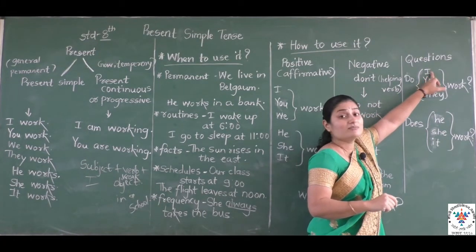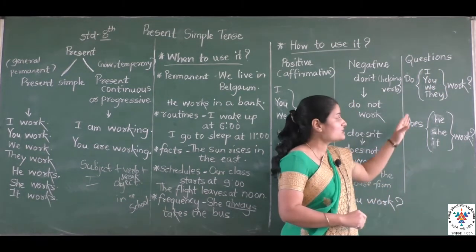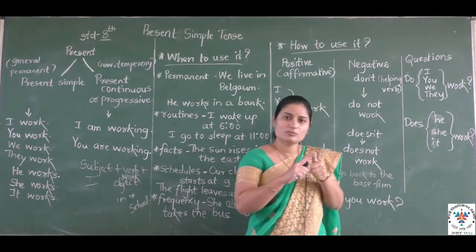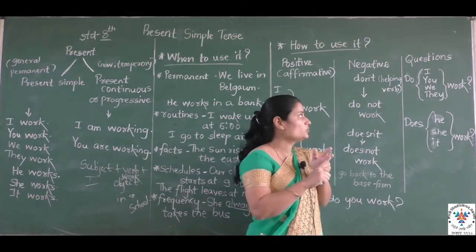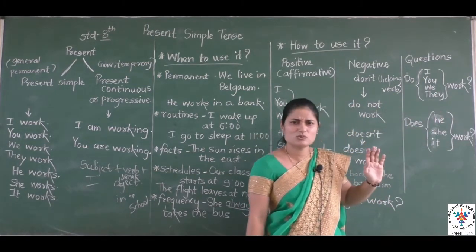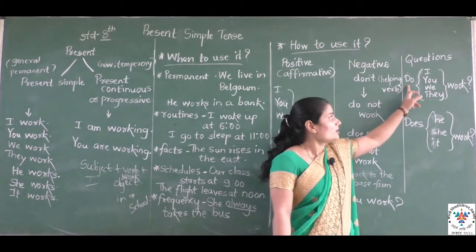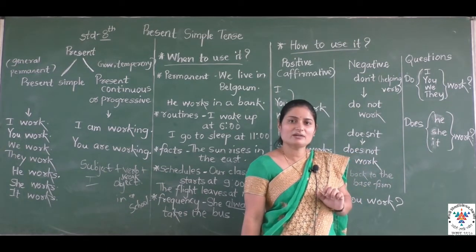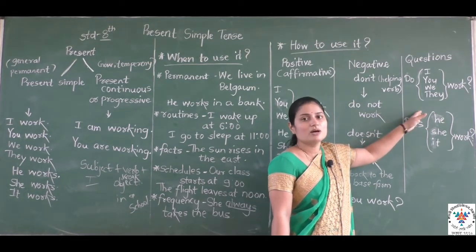Do I, then comes the subject. Do I work? So the sentence formation of this question in simple present tense is helping verb do plus subject plus verb. Do I work in a school? Do you work in a bank? Do we work in a school? Do they work in a bank? Like this way. This is the question formation.